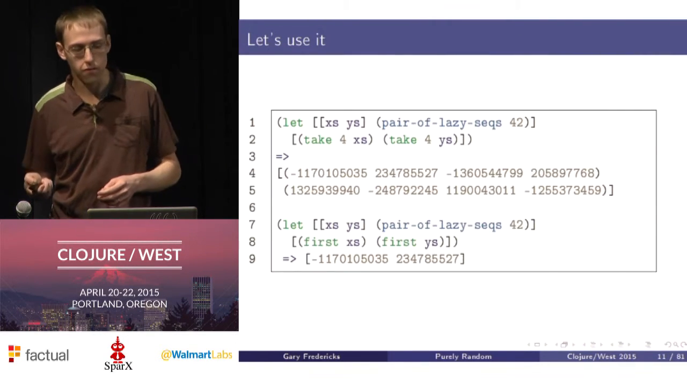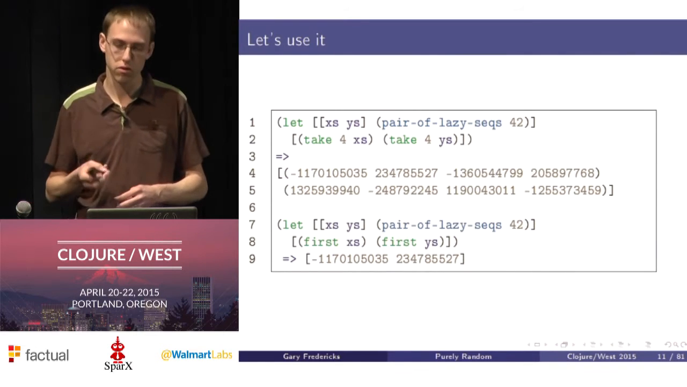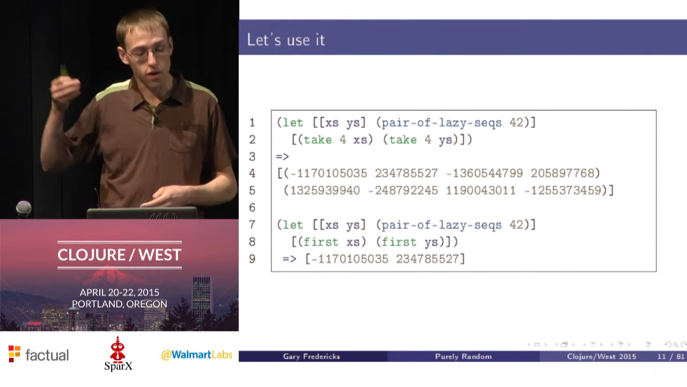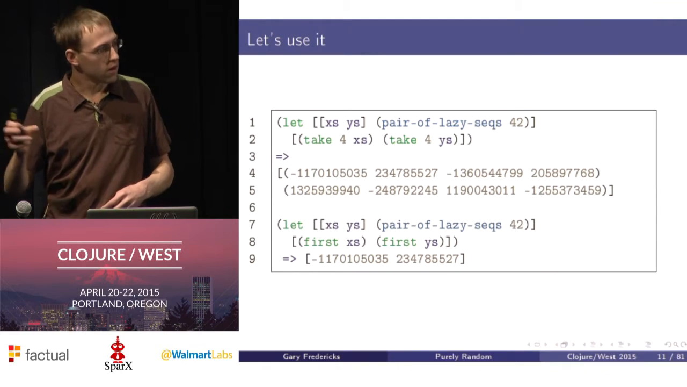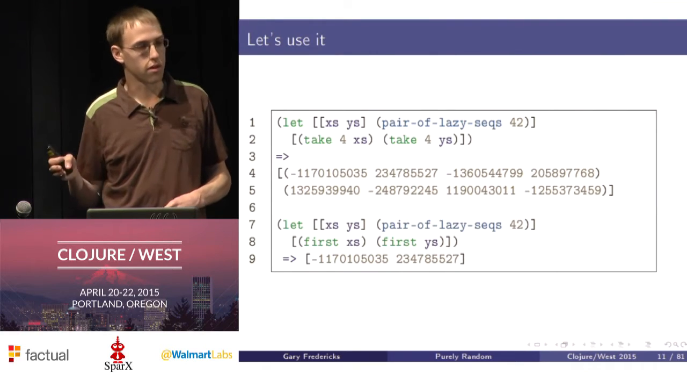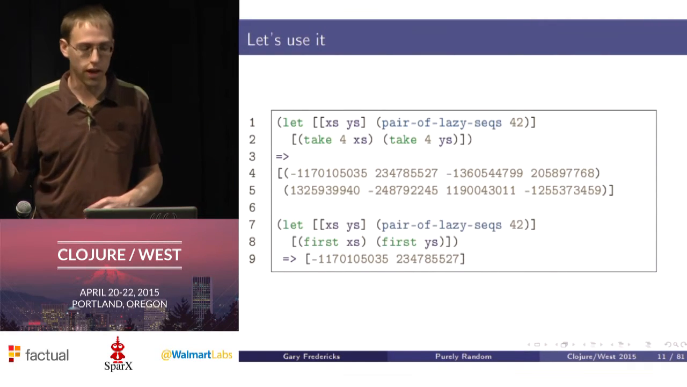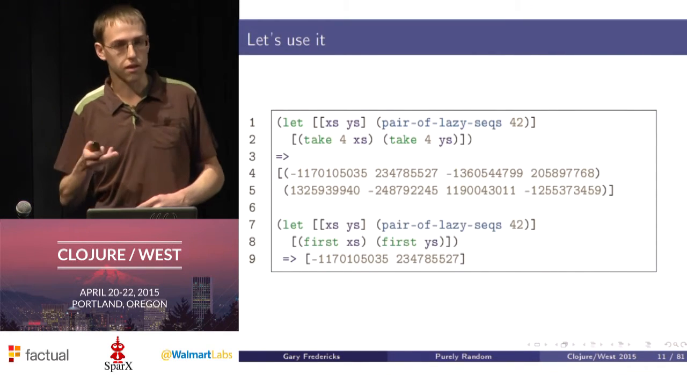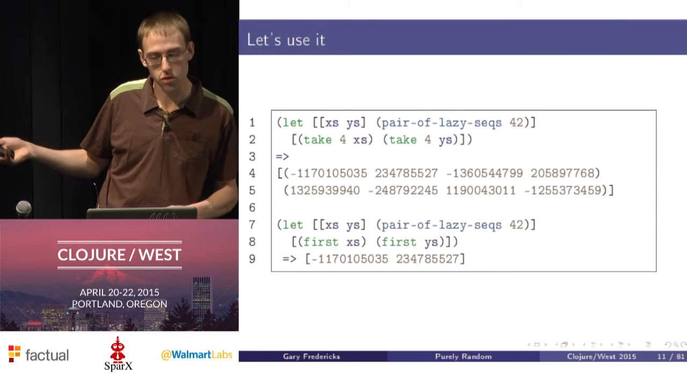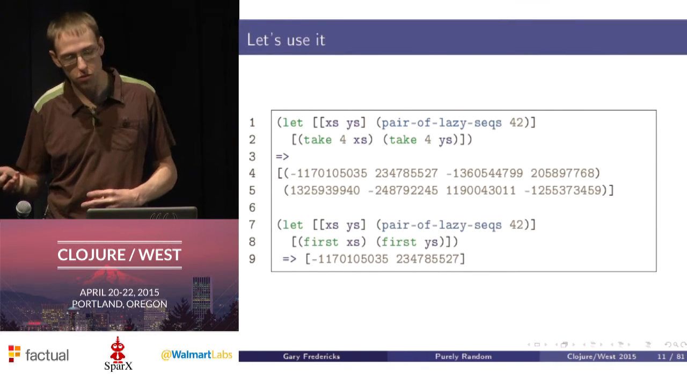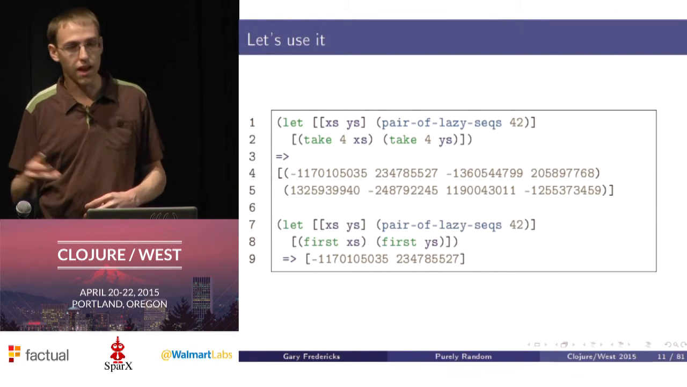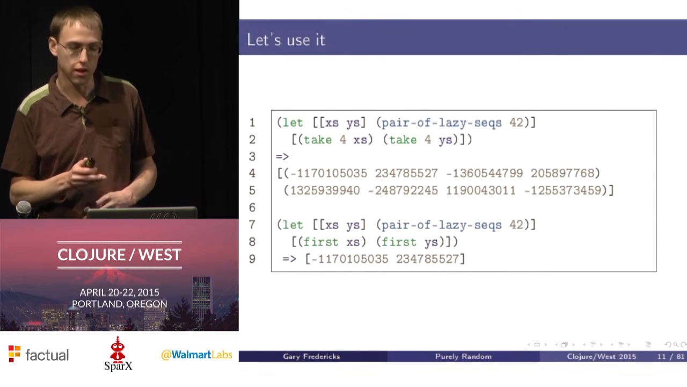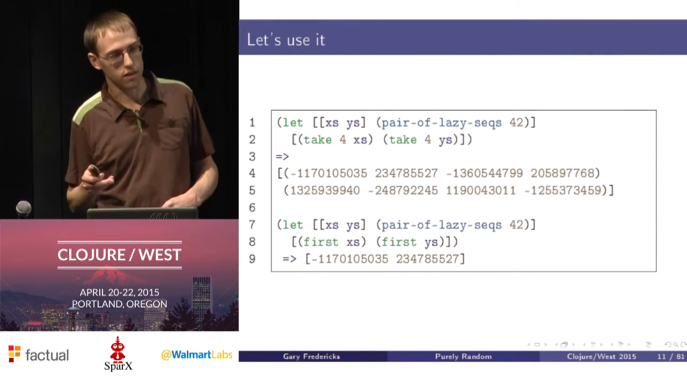But if we look at it from a different angle, in particular, starting on line 7, we call it the same way, same seed, same destructuring, and then just look at the first number in each sequence. The first number in x's is -1 billion, which was the first number in the x's sequence we saw on line 4. But the first number in the y's is 234 million, which is not the first number we saw in the y's originally. It's actually the second number from the x's.